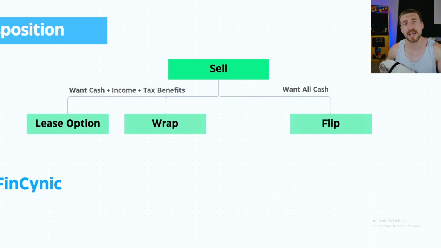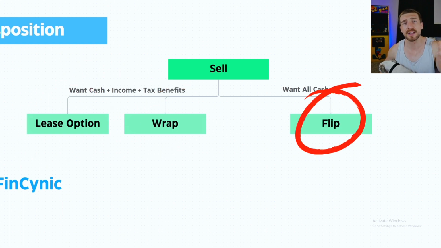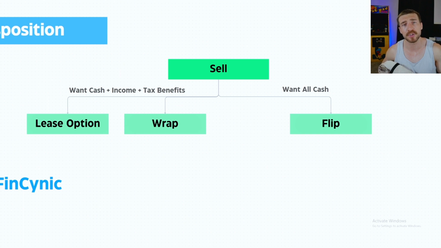So let's say you want to sell the property instead of owning it. Well, you have really 3 options. You can do a lease option, a wrap, or you can just flip it. Let me walk you through those 3 options. A flip is the simplest of the 3. You're just selling the property outright.